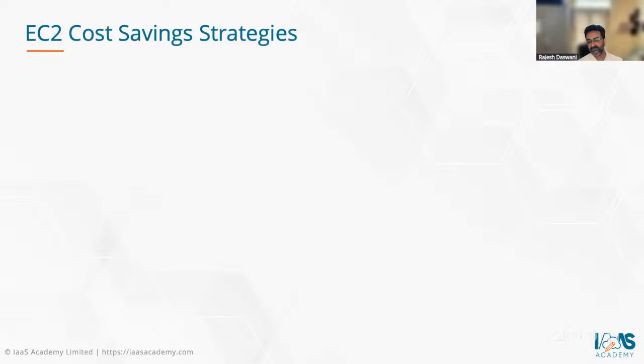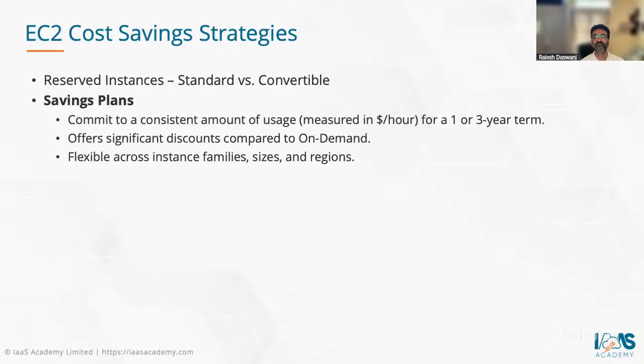There are some additional cost-saving strategies when it comes to EC2. There are obviously the reserved instances, where you need to make a choice between standard or convertible, but there are also things like savings plans. This is where you commit to a consistent amount of usage measured as dollars per hour over a 1 or 3 year term. It offers significant discount when compared to on-demand, but it's flexible across the instance family sizes and regions. So you're not bound to one specific instance type or family as you would with reserved instances.